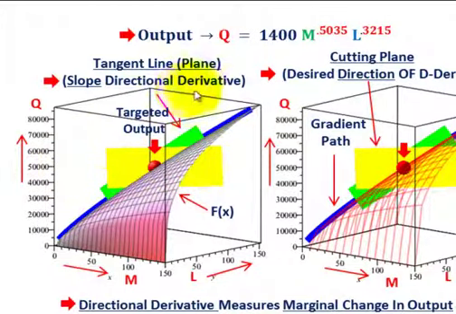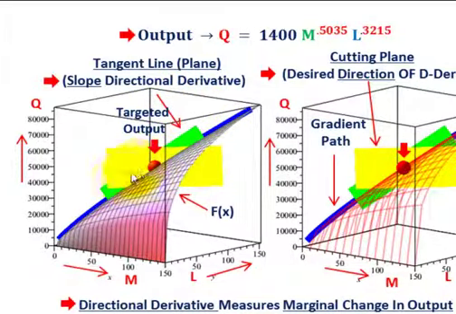Okay, so we're going to first do some definitions visually so you get some understanding of what we're going to be doing. So first look at our targeted line or plane, and really that's going to be the slope of the directional derivative. I'm showing our targeted output, and I've got the surface plot for our function, so that's our output function plotted out in a surface plot.